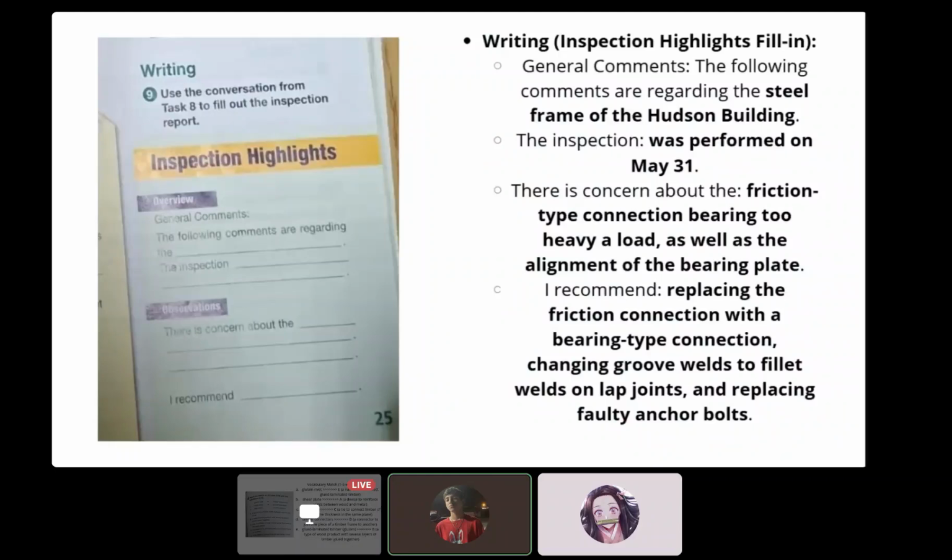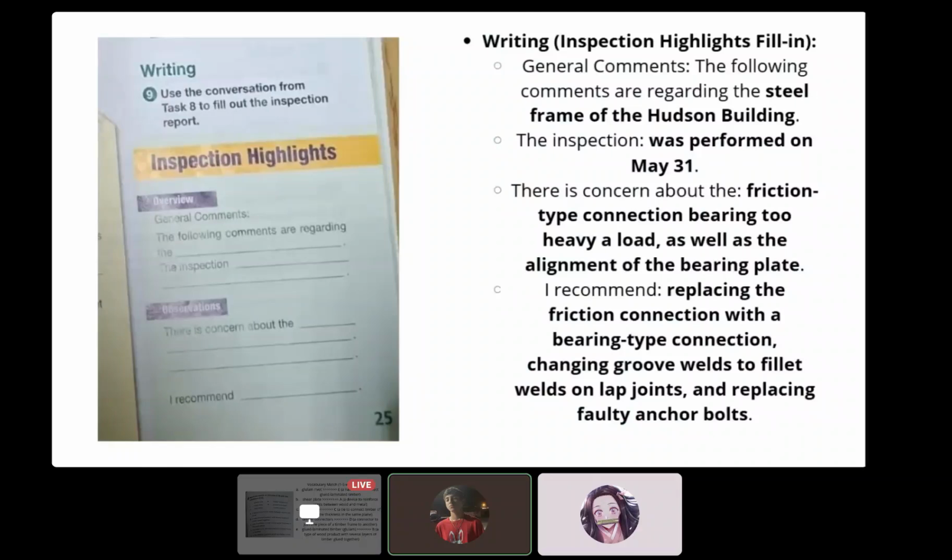Use the conversation from task A to fill out the special report. Under general comments, the following comments are regarding the steel frame of the Hudson building. The inspection was performed on May 31st. There is concern about the friction type connection bearing too heavy a load, as well as the alignment of the bearing plates.